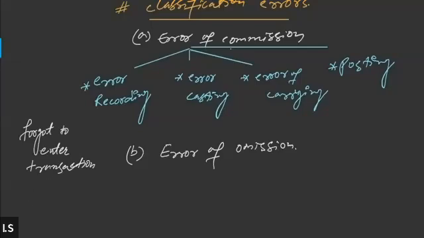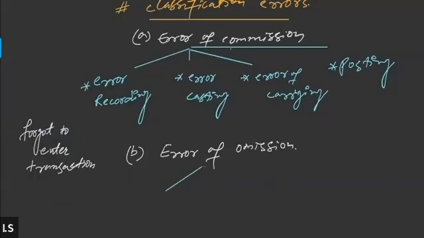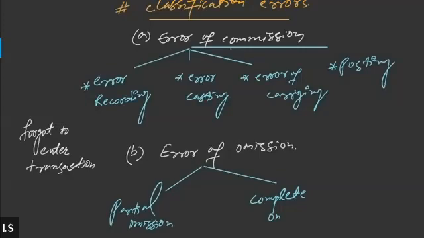Now, error of omission can also be broadly categorized into 2 parts. That can be a partial omission, and there is a possibility that there is a complete omission.